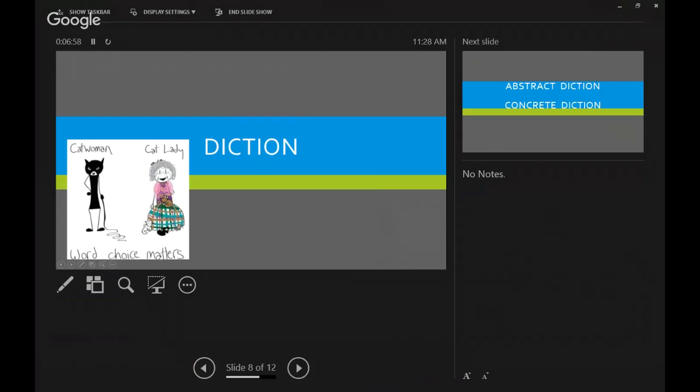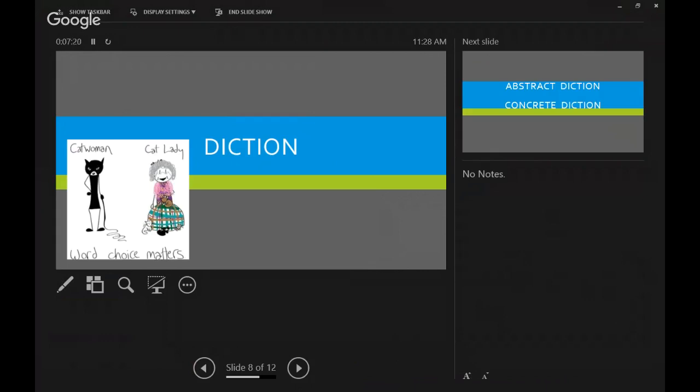Diction. I love this one, but this is one that people often kind of, the train can derail when it comes to diction. Never tell me an author uses diction. Of course the author uses diction. They're using words. That is a huge, huge no-no.